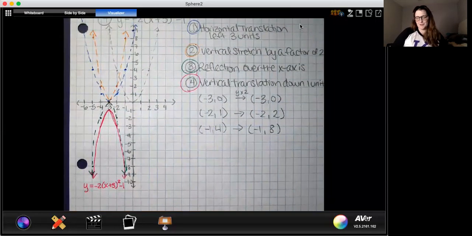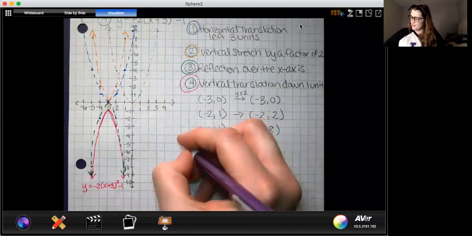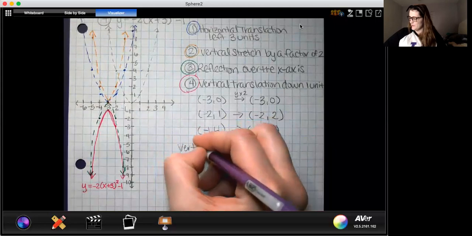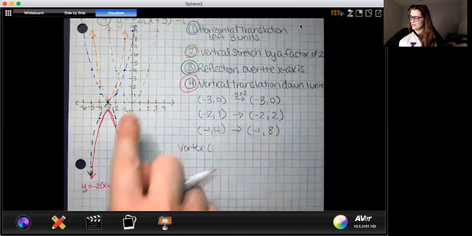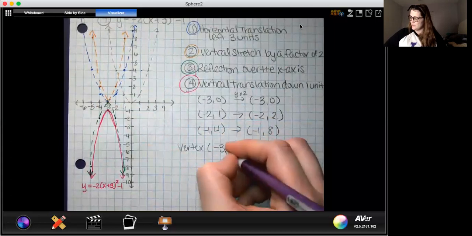Okay, let's talk about domain, range, and axis of symmetry. Now, we can also talk about our vertex. Our vertex changed dramatically. Now we have (-3, -1). Oops, forgot a comma in there.